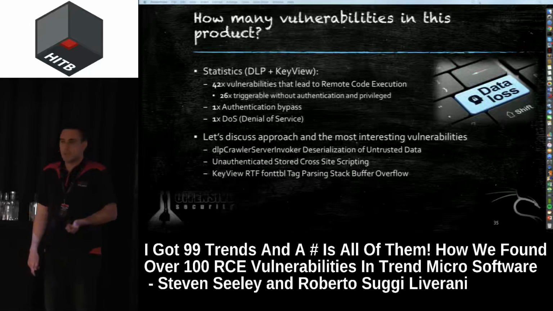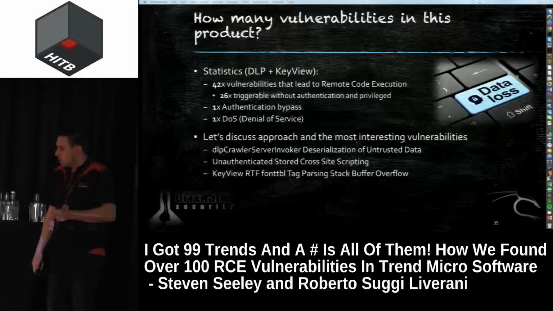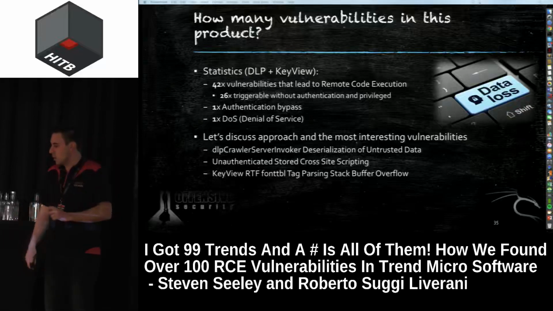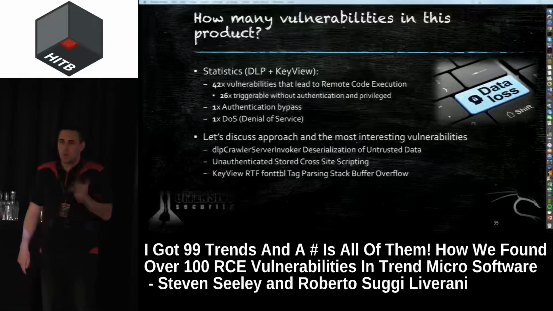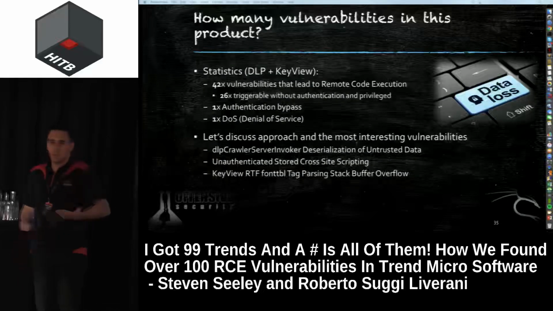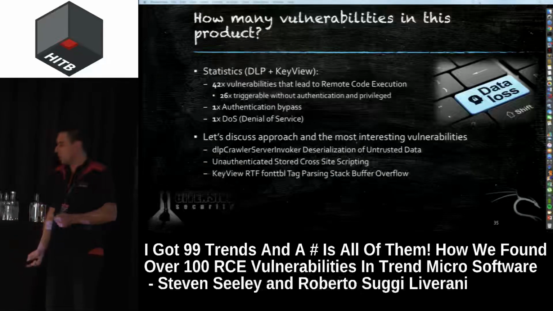So in terms of statistics, how many vulnerabilities? There were at least, I think, 42 that lead to remote code execution, and 26 of which without authentication and so on. We were going to cover 3 of them. Of course, we cannot cover all of them, but what we are selecting is the most critical and most interesting ones we found along the way.